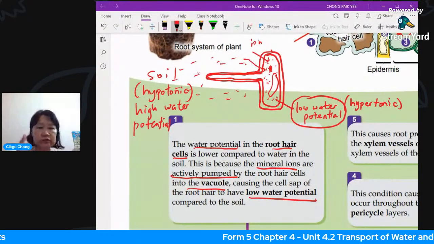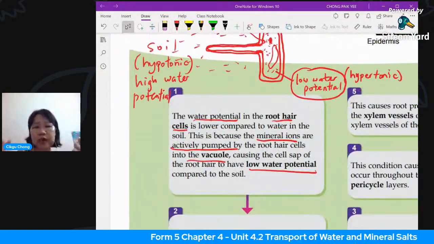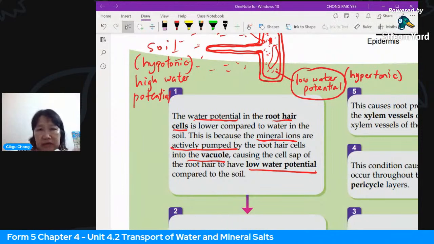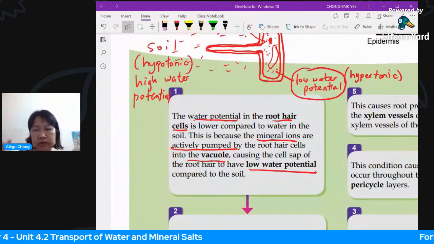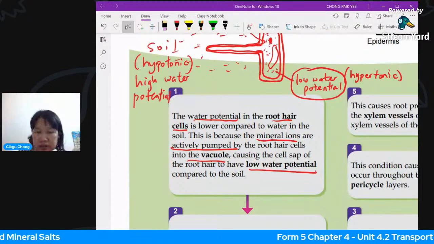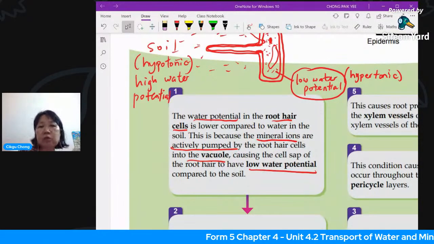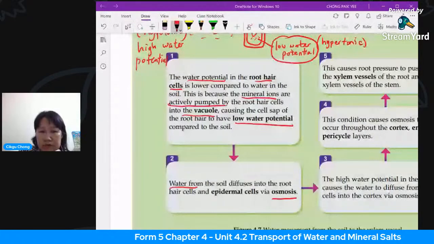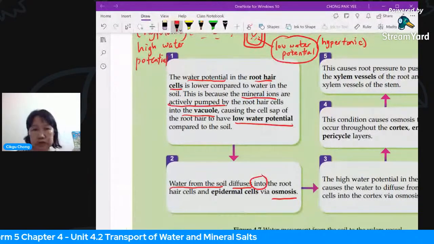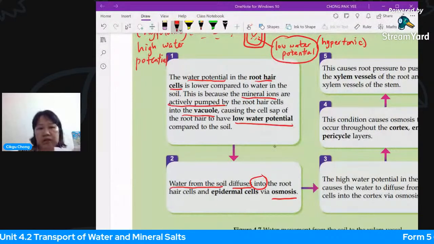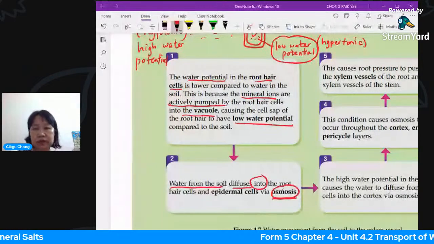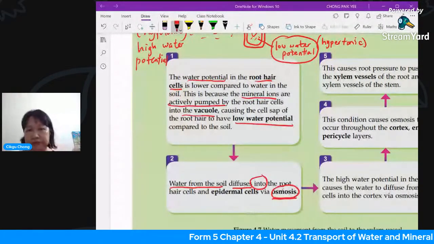Okay, so number 2, first of all, you must mention the condition. First point, you mention inside, outside. Inside is how, outside the cell is how. First point, you mention that. Secondly, because of this condition, you will find that the water from the soil will diffuse into the root. So water automatically comes in, through the epidermal cells, through this process called osmosis, which you learned in Form 4. So water goes in.